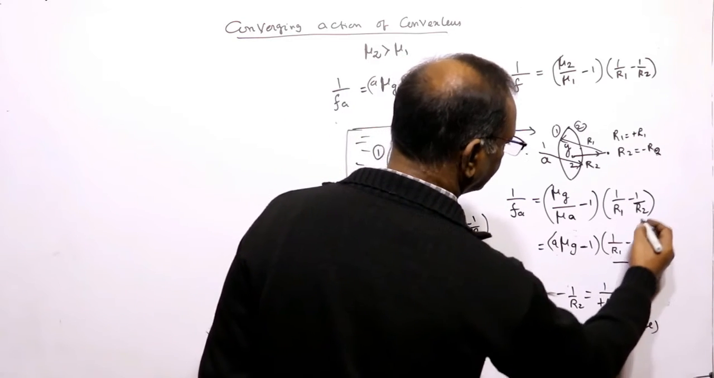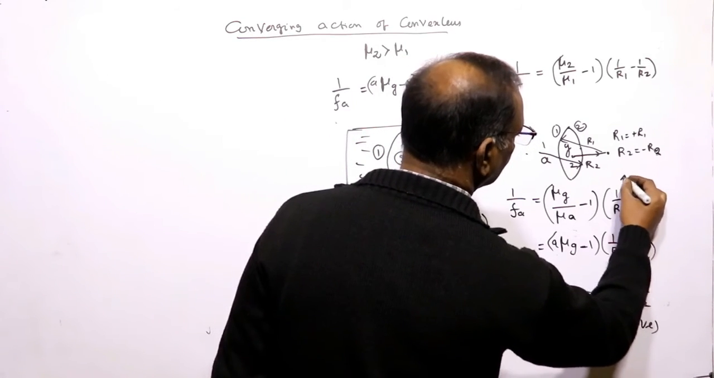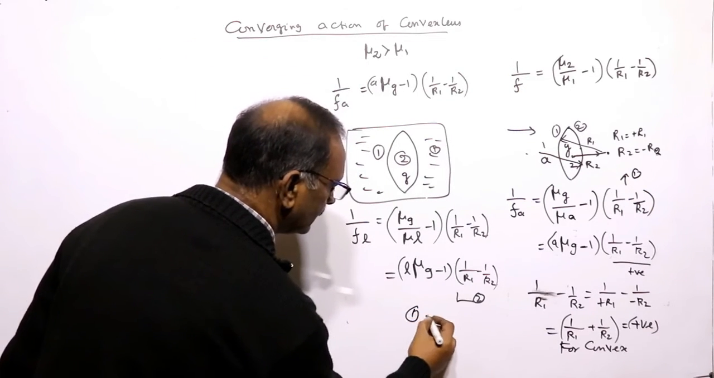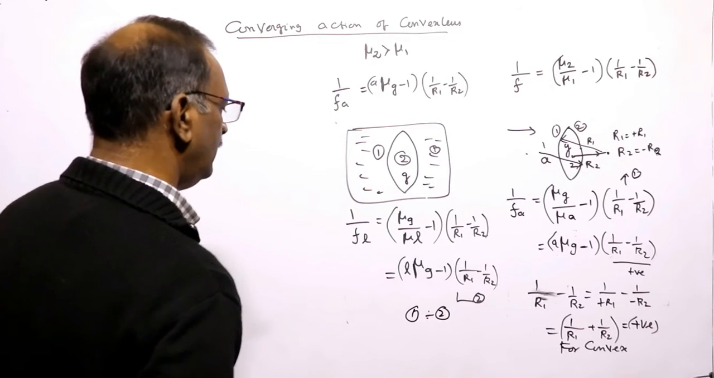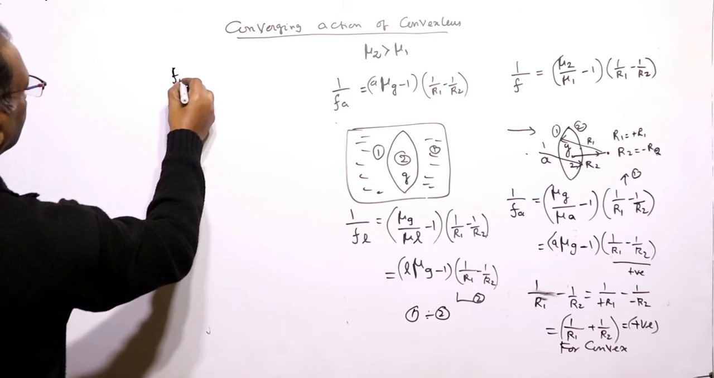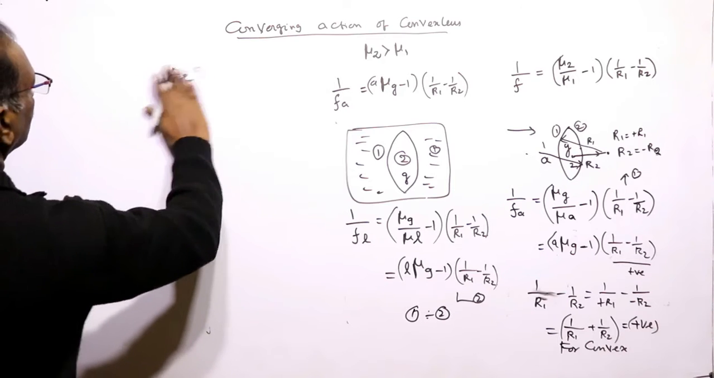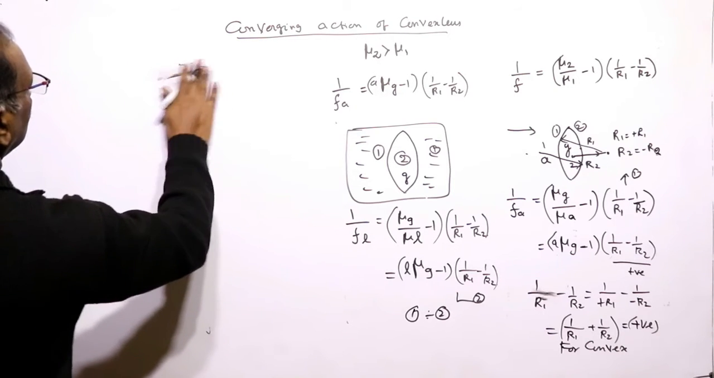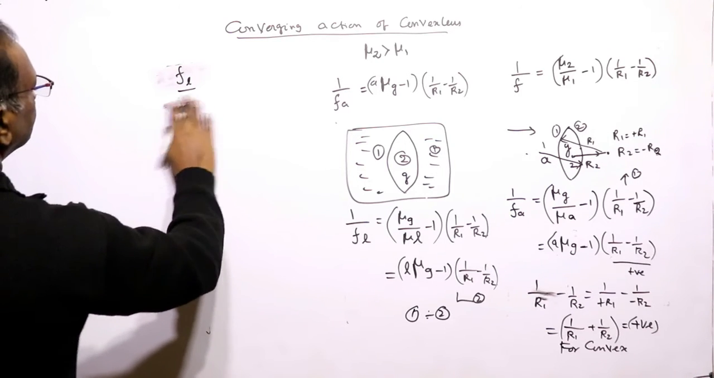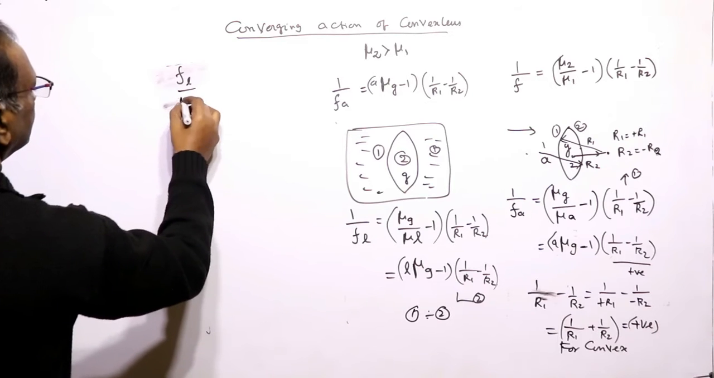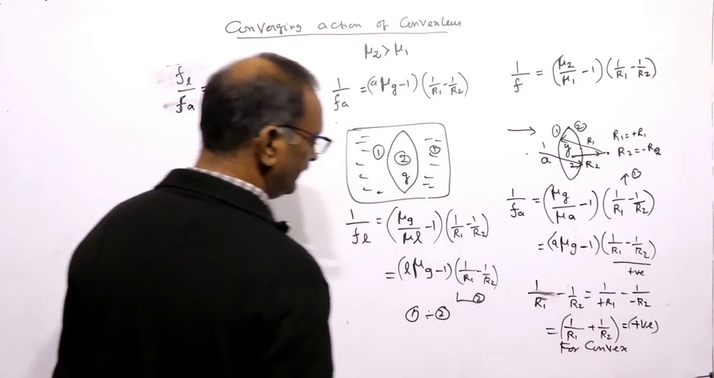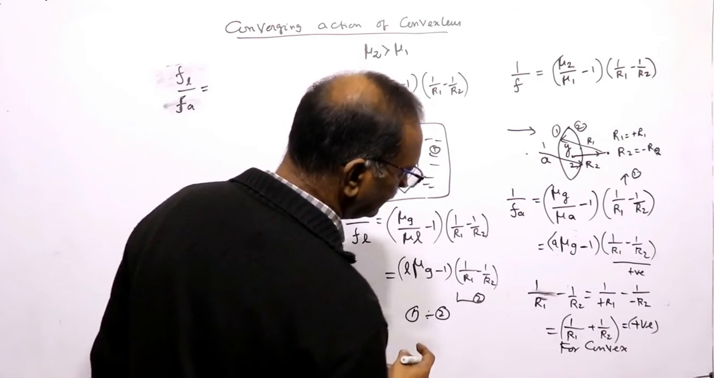And this is our first equation. We will divide equation 1 by equation 2. When dividing, this will become the focal length of the lens in liquid divided by the focal length of the lens when kept in air, equal to this, and this and this will get cancelled when dividing.